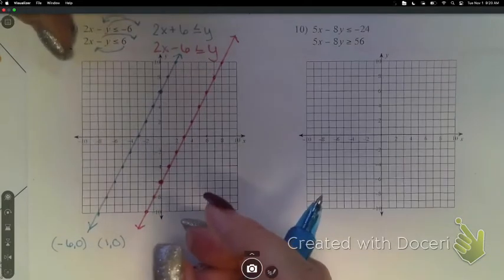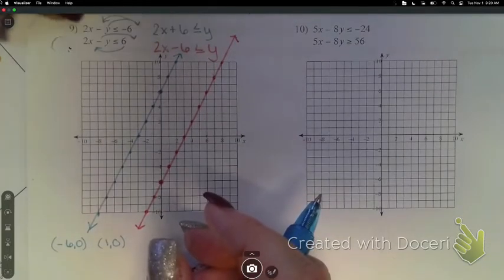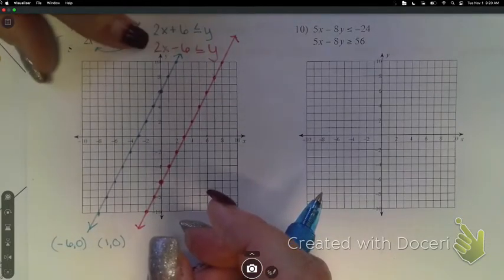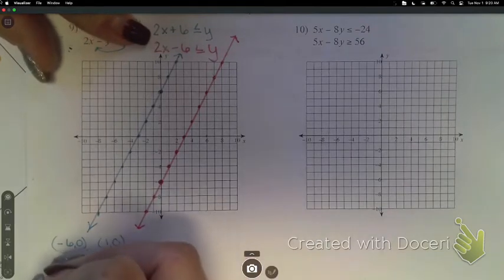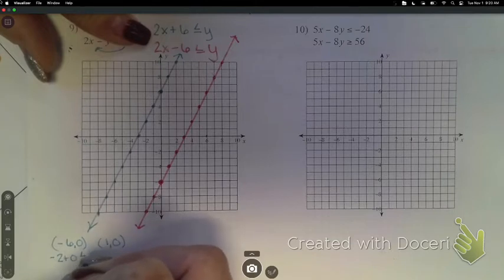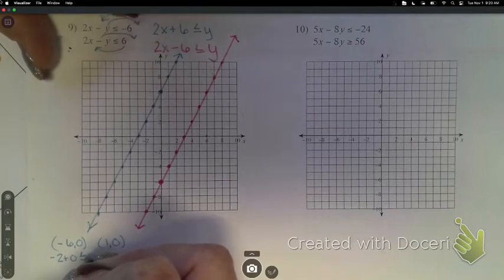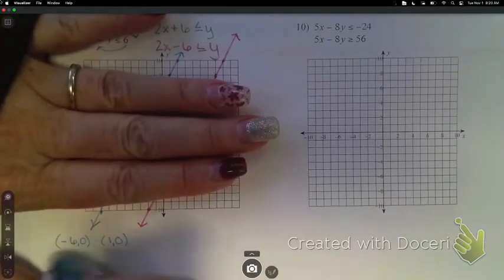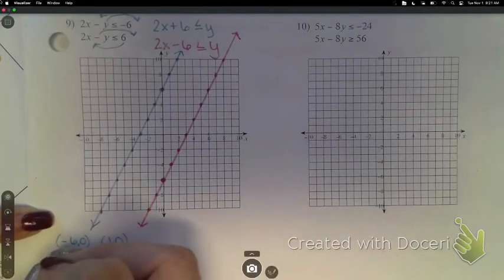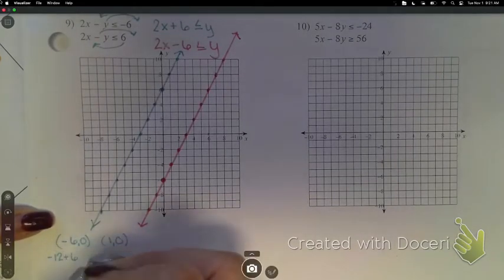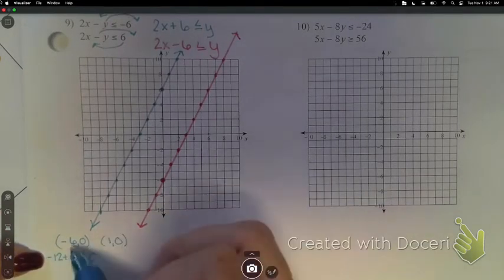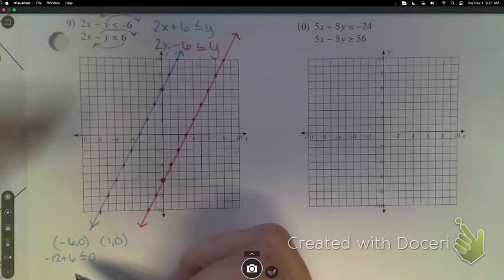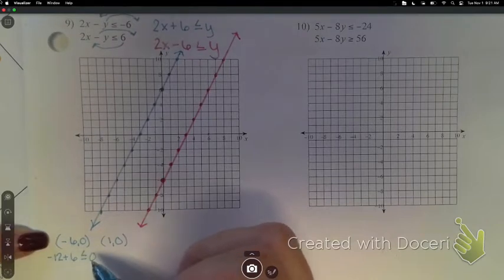So I'm plugging it into this equation. Or you could plug it into the first one. It doesn't matter. So I have -12 plus 6, excuse me, is less than or equal to 0. What did you get -12 from? Oh, you just did it. -6 times 2. Okay. Is -12 plus 6 less than 0?